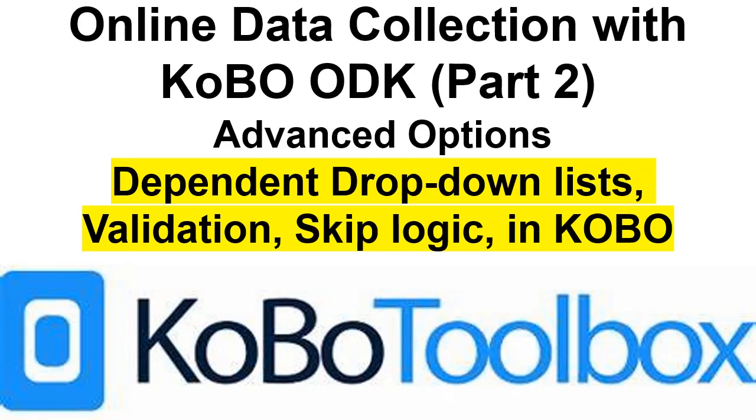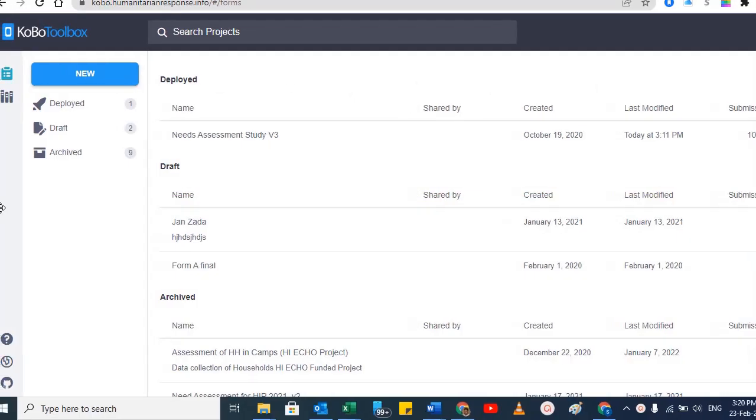In this one I am going to share with you some advanced and very interesting features which, if you know them, will make clean data collection very easy for you. So we will discuss dependent drop down lists in KOBO, validation, skip logic, and how to use maps in the KOBO toolbox. In our previous session we developed this needs assessment form.